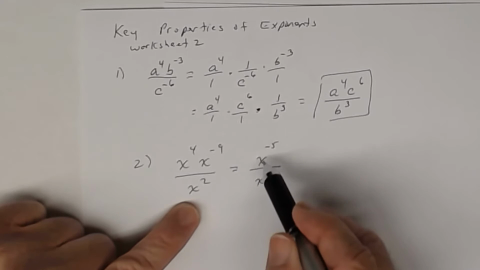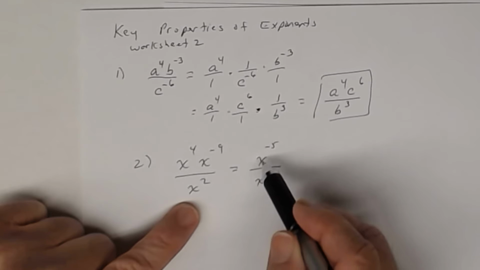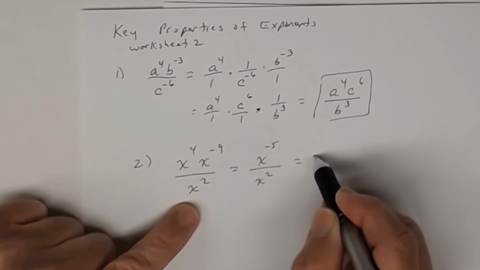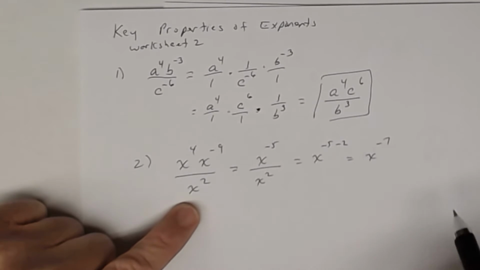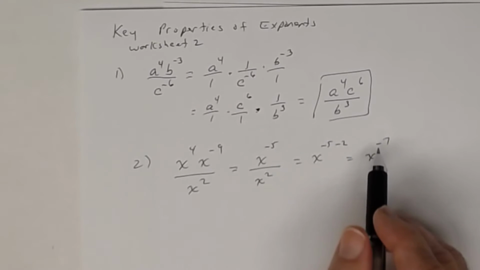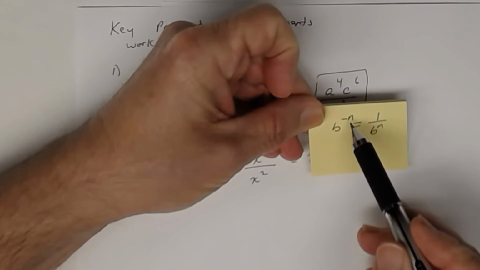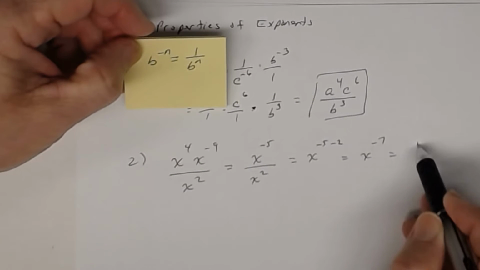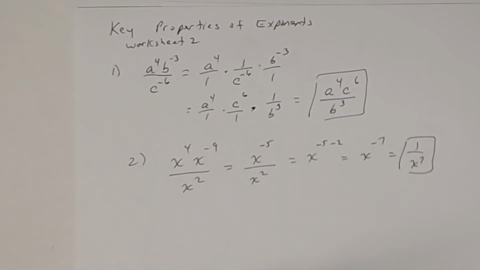And now notice the quotient rule, right? Now I can use a quotient rule. So the quotient rule says when you divide like bases, you subtract exponents. So this becomes x to the negative 5th minus 2. And so that's x to the negative 7. All right, now remember, you don't want your answer with negative exponents. So we're going to use this property that b to the negative n is 1 over b to the n. So x to the negative 7th is 1 divided by x to the 7th. And there's your answer. All right, so that's number 2.